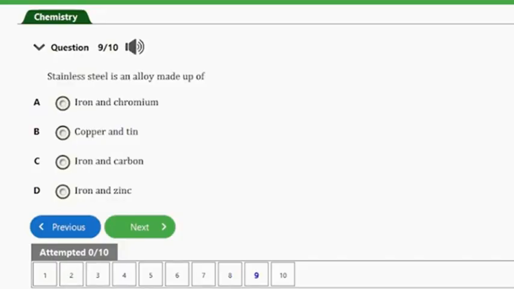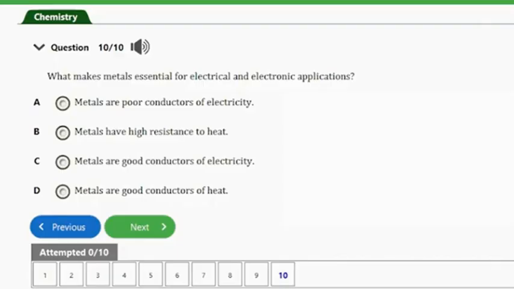Question number 9 here. It says stainless steel is an alloy made up of A, iron and chromium; B, copper and tin; C, iron and carbon; D, iron and zinc. So the answer to this question is option A, and that's iron and chromium. So finally, we are going to look at the last question here.